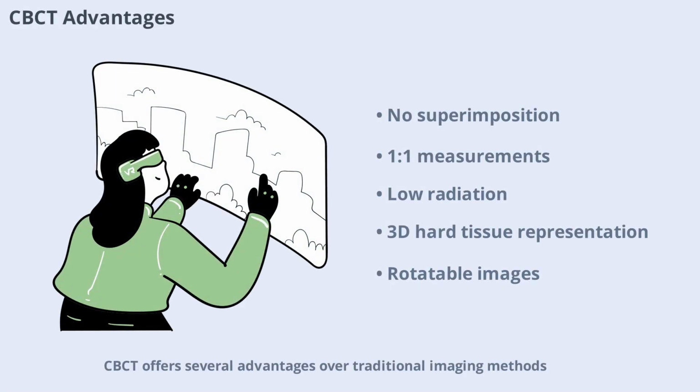CBCT offers several advantages over traditional imaging methods. There is no superimposition, measurements are one-to-one, and there are no geometric distortions. CBCT uses relatively low ionizing radiation and provides 3D representation of hard tissues with minimal soft tissue information. The compact CBCT unit is ideal for dental setups, and images can be rotated to visualize multiple planes and angles.